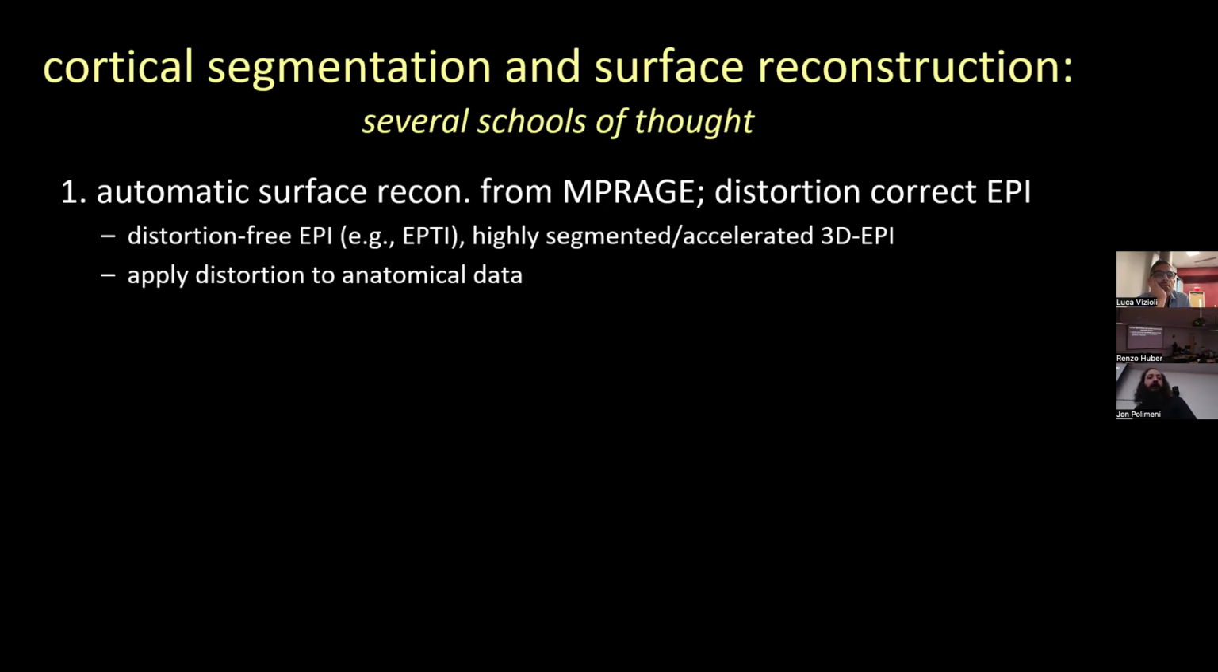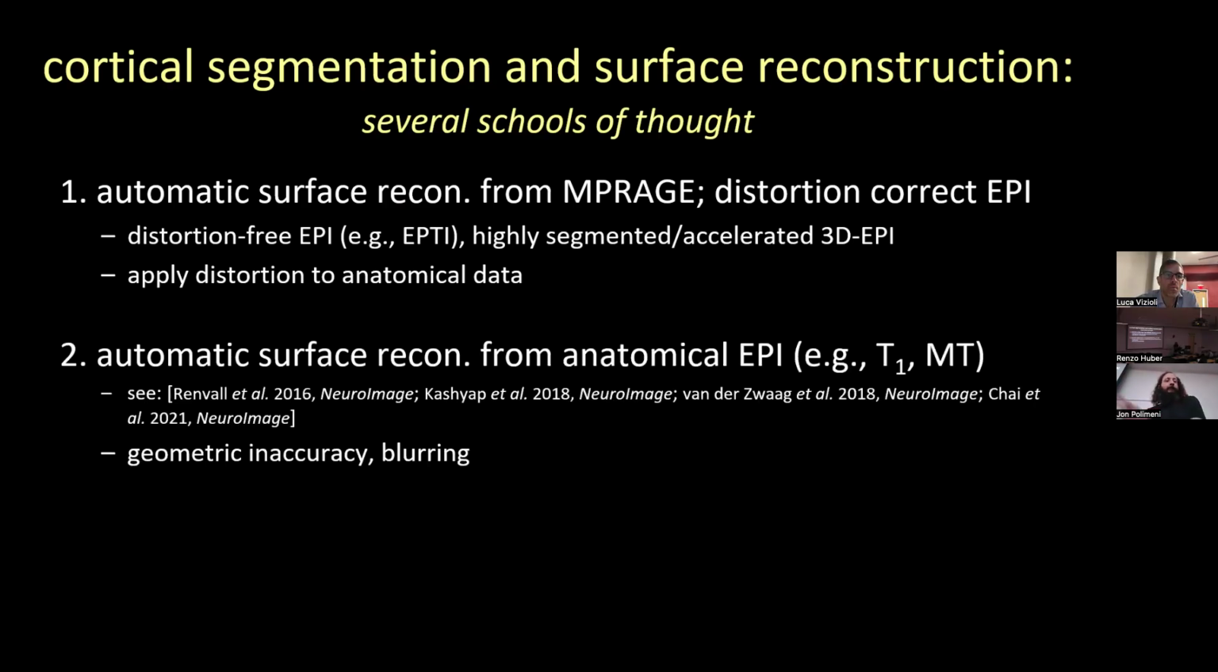The first school of thought is to perform an automatic surface reconstruction from your anatomical reference, such as MP-RAGE, and then distortion correct the EPI. This is quite challenging. There are some newer EPI techniques that have less distortion, such as highly segmented or accelerated 3D EPI, but there still can be some distortion. One can also apply the distortion to the anatomical data. But the point is that the automatic segmentation and cortical surface reconstruction can often fail and can often have some inaccuracies. And so that's something that many people try to address.